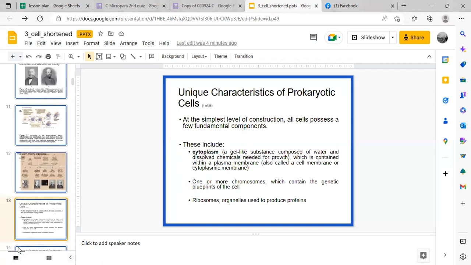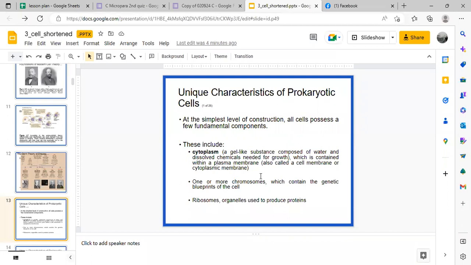Okay. So at the simplest level, all cells possess a few fundamental components. So you have cytoplasm. So pinag-aralan nyo na to sa high school or sa anatomy nyo last sem, no? So, okay, we have 10 minutes left.